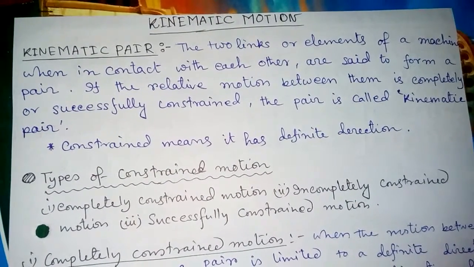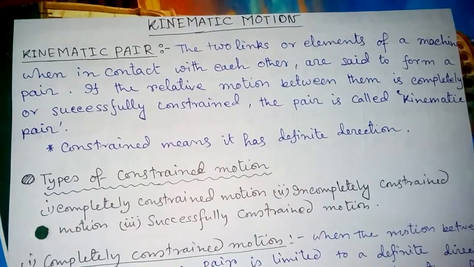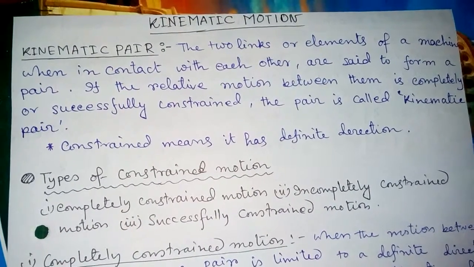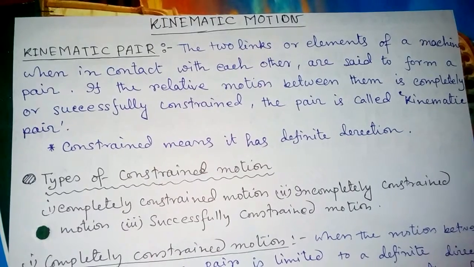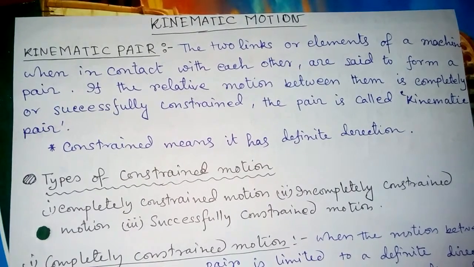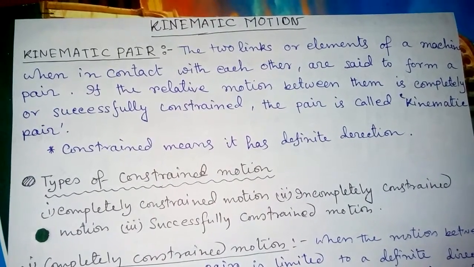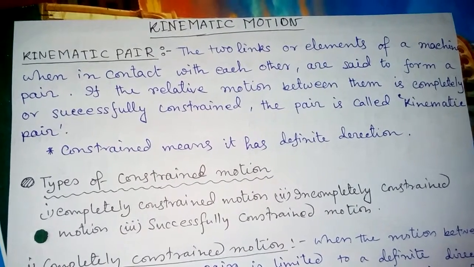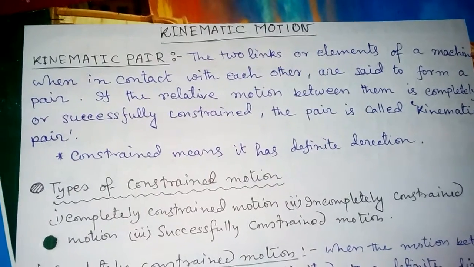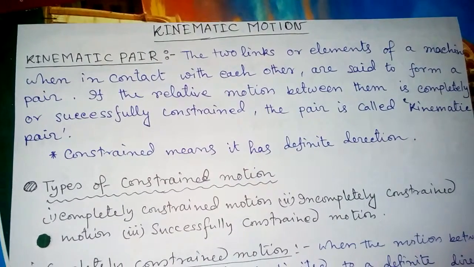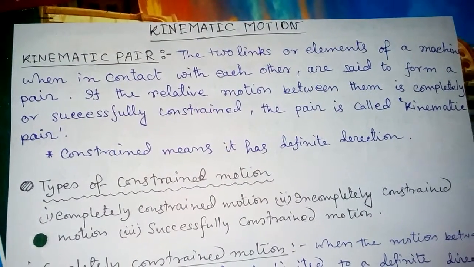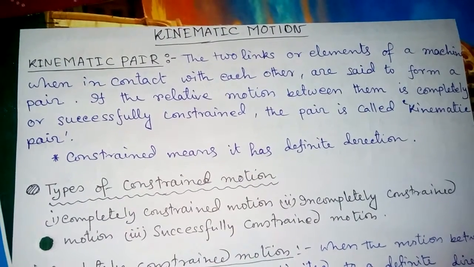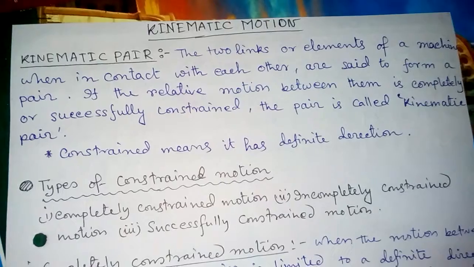So first of all, we have to understand the definition of kinematic pair. That is, the two links or elements of a machine, when in contact with each other, are said to form a pair. If the relative motion between them is completely or successfully constrained, the pair is called a kinematic pair. Actually, constrained means it has a definite direction.